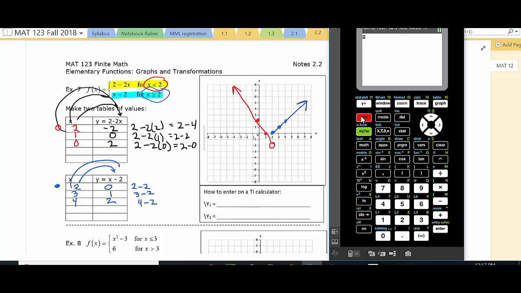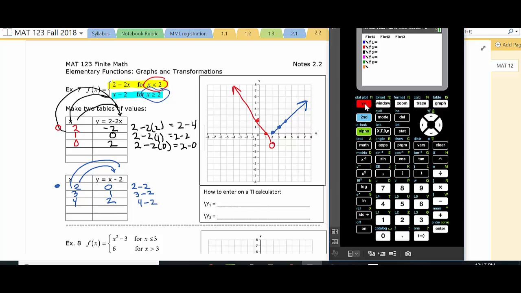If you press second, then math, you'll see all these symbols. You have to know where all these greater than and less than symbols are, so make a note to yourself if you need to. That's under math test. Okay, so what we're going to do is graph like this.